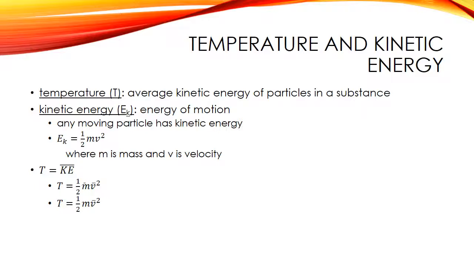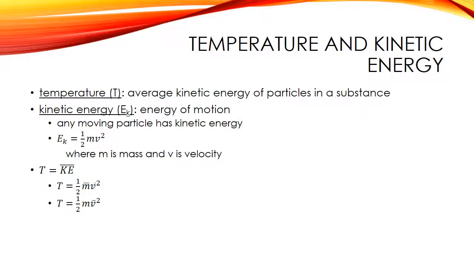Now we can simplify this, and we don't need to worry about the mass being average, because if we have a pure substance, for example, if we're talking about oxygen gas, every particle in that sample is the exact same mass. So we don't need to worry about the average mass because all those particles are exactly the same. So in other words, we can say that the temperature of the gas would be 1/2 the mass of its particle times the average velocity squared.